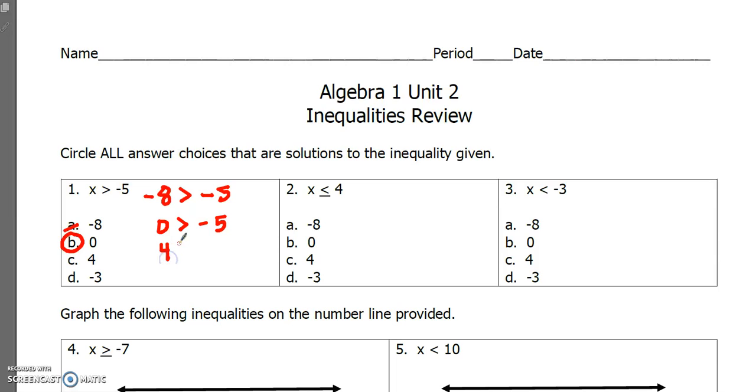How about C? It's 4 is greater than -5. Yes, 4 is greater than -5, so that would be true. And the last one, -3 is greater than -5. Yes, -3 is greater than -5.